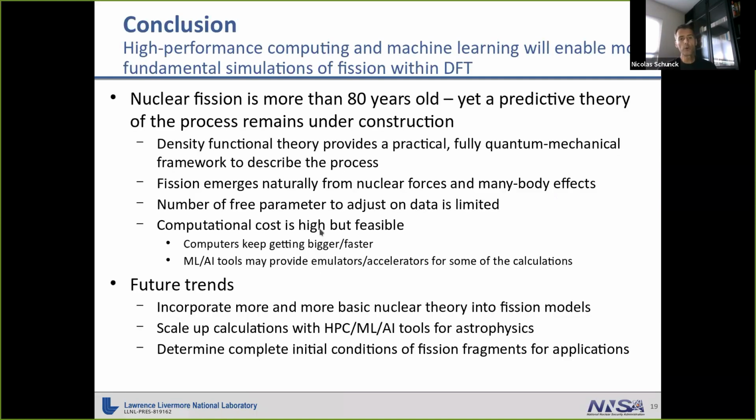Okay, so I'm just going to conclude. Briefly, nuclear fission is old. It is more than 80 years old, and yet we still are trying to build a predictive theory of that process. I'm trying to highlight that density functional theory provides a practical, fully quantum mechanical framework to describe it, where fission emerges naturally from nuclear forces and many-body effects, where the number of free parameters that you need to adjust on data is limited, and where the computational cost is high, but still manageable. And with machine learning tools and with bigger computers, it may become easier and easier.